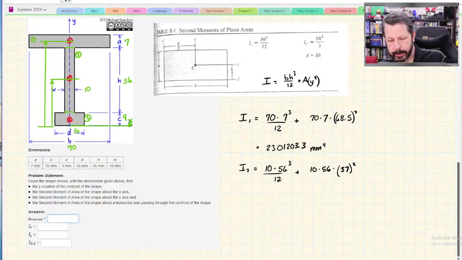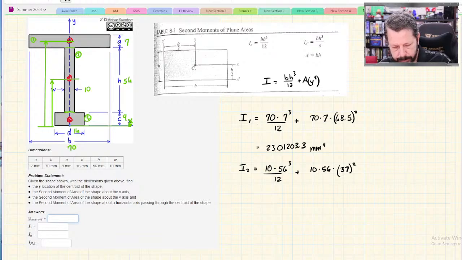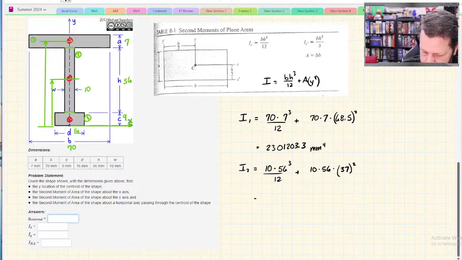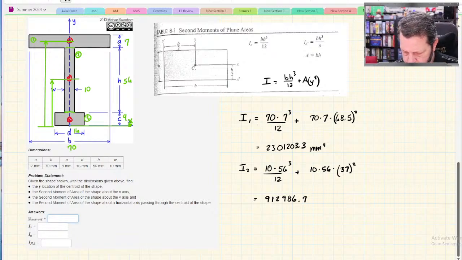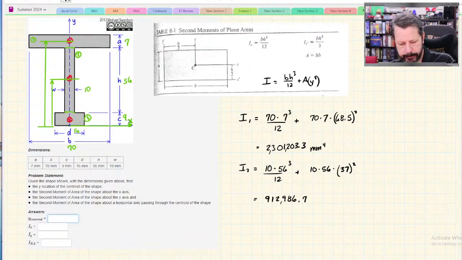Okay, let's see if we can get that. 56 cubed, it's going to be giant, times 10 divided by 12, plus 10 times 56 times 37 squared. Another large number, 912,986.7. That doesn't quite seem right though. Maybe, but not 100% sure. Let me make sure I did that right. 56 cubed.